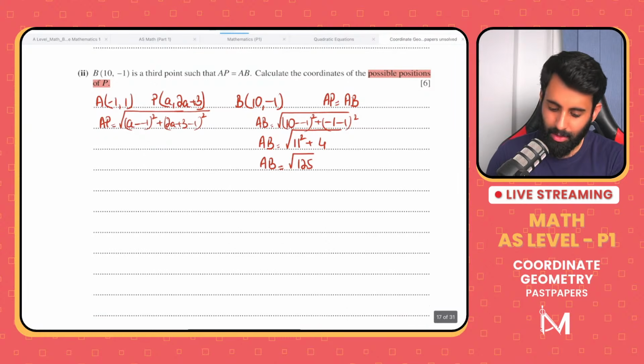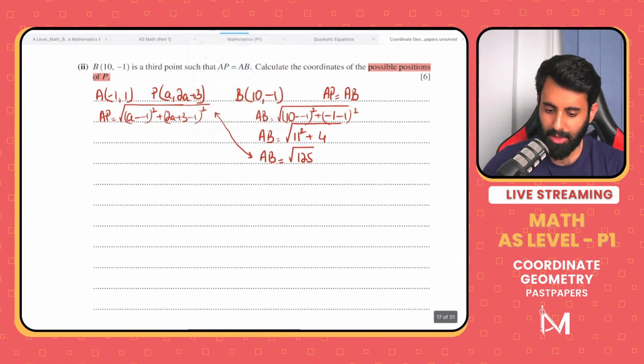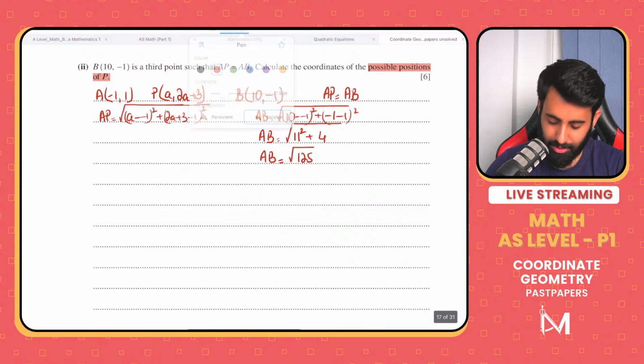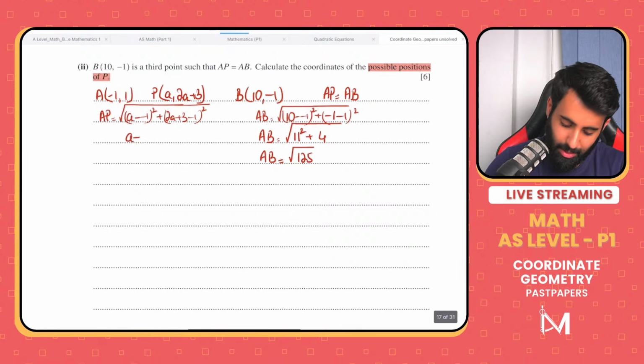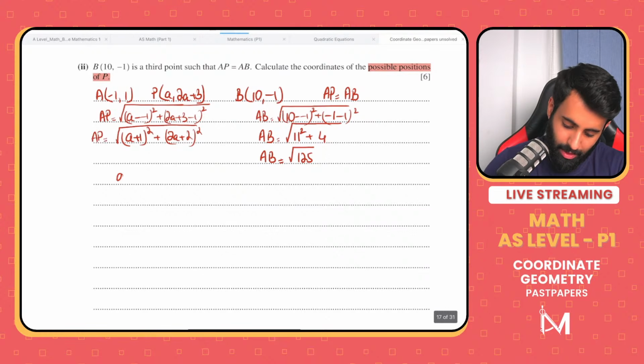Now, because both the distances are equal, you're going to equate the two distances, and you can see that we're heading towards a quadratic equation, and you will solve the quadratic equation to find out the values of A. So this becomes A plus 1 the whole thing squared, and simplify this as well. This becomes 2A plus 2 the whole thing squared inside the square root, which is AP. So A plus 1 the whole thing squared plus 2A plus 2 the whole thing squared inside the square root is equal to the square root of 125.